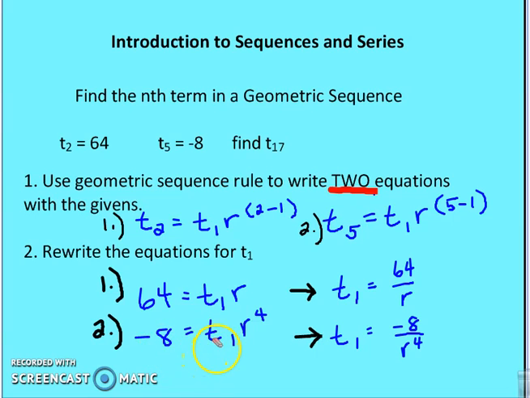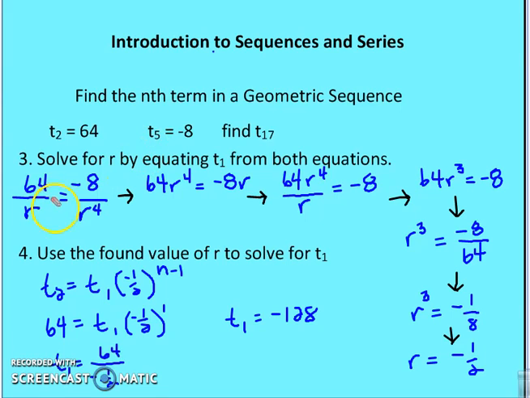So negative 8 is equal to t sub 1 times r to the fourth. So now we have two. We can rewrite these as two equations for t sub 1. t sub 1 is equal to 64 over r, and t sub 1 is equal to negative 8 over r to the fourth. And now we know that t sub 1 is equal to t sub 1, so we can equate those two values. 64 over r is equal to negative 8 over r to the fourth.